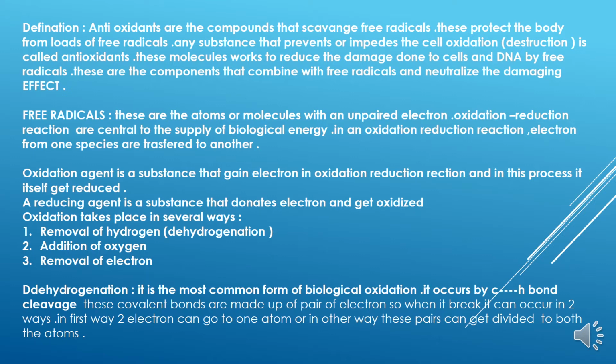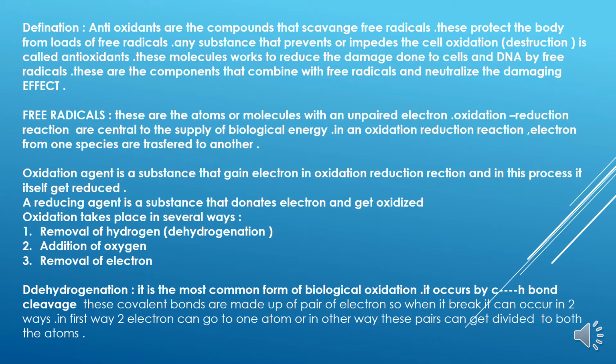Free radicals are atoms or molecules with an unpaired electron. Oxidation reduction reactions are central to the supply of biological energy. In an oxidation reduction reaction, electrons from one species are transferred to another. An oxidizing agent is a substance that gains electrons in an oxidation reduction reaction, and in this process it itself gets reduced. A reducing agent is a substance that donates electrons and gets oxidized.